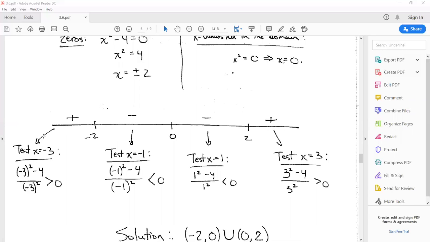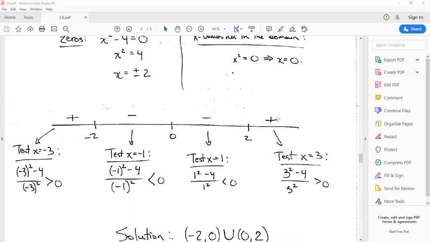In that interval, my favorite x value is x equals -3. And if I test there, I get -3 all squared minus 4 divided by -3 squared, which is 9 minus 4 divided by 9, that is 5/9, which is positive. We get the same exact value over here when we test x equals 3 by that y-axis symmetry of this function. So we get to put plus signs in both of these intervals.